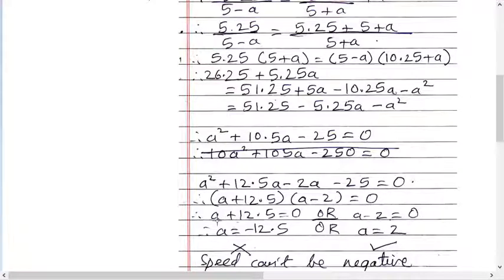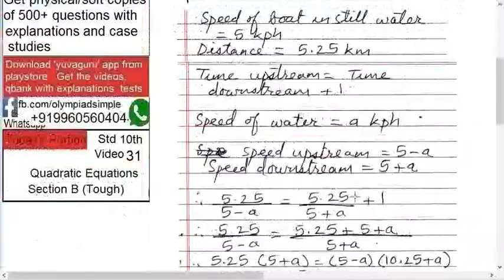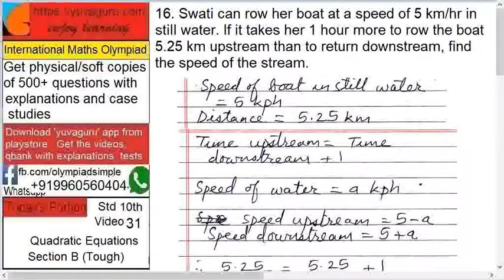Okay, therefore a plus 12.5 equals to 0 or a minus 2 equals to 0. Therefore a equals to minus 12.5 or a equals to 2. But what is a? A is speed of the water. Can the speed be negative? Minus 12.5? No. So therefore this is gone, this remains. So speed of the water is 2. So speed of the stream is 2 kph. That's what the answer is required.